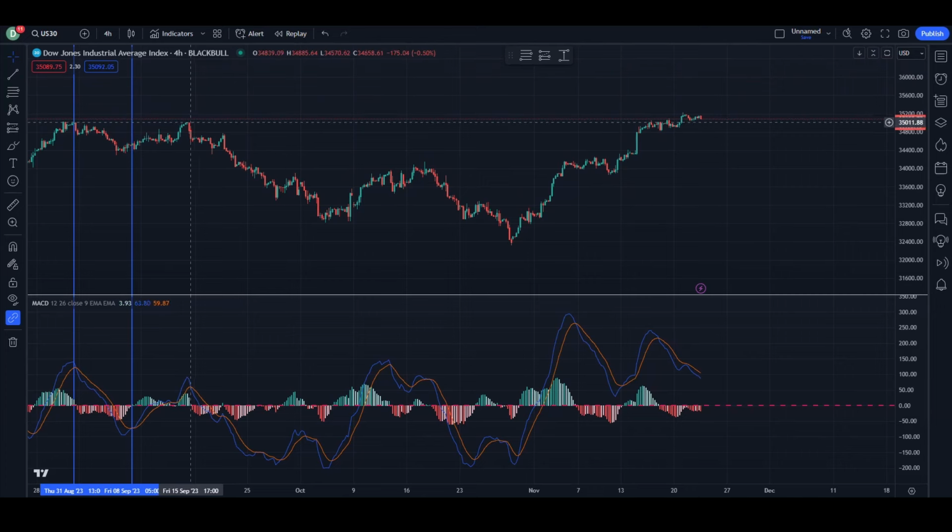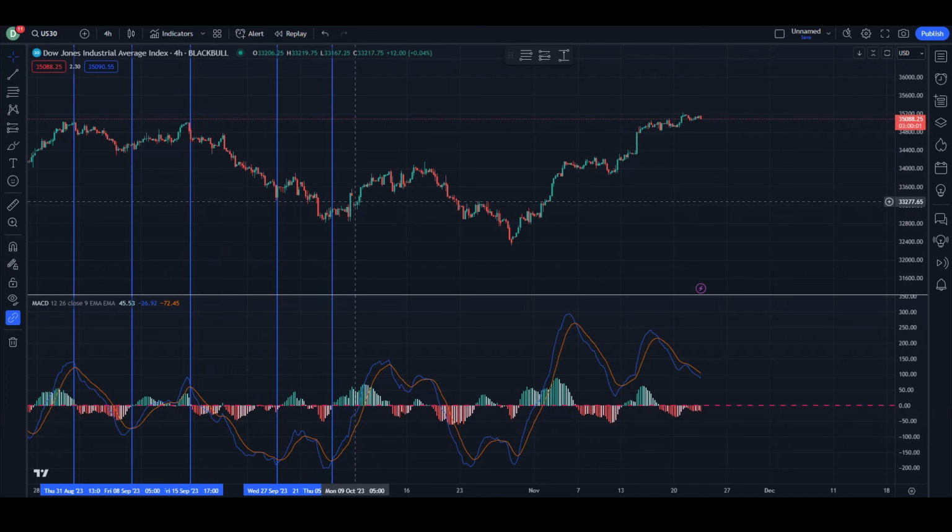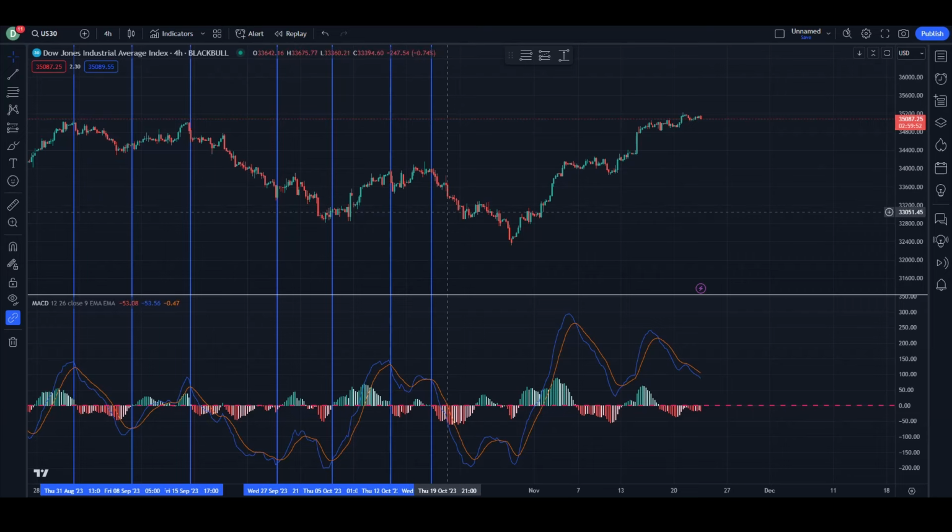You got another bearish one over here which produced a serious drop. Then down over here there was a bullish one producing a minor increase. Then another one over here producing a bigger increase. Then bearish over here producing a minor drop. Another bearish over here producing a big drop, and so on.